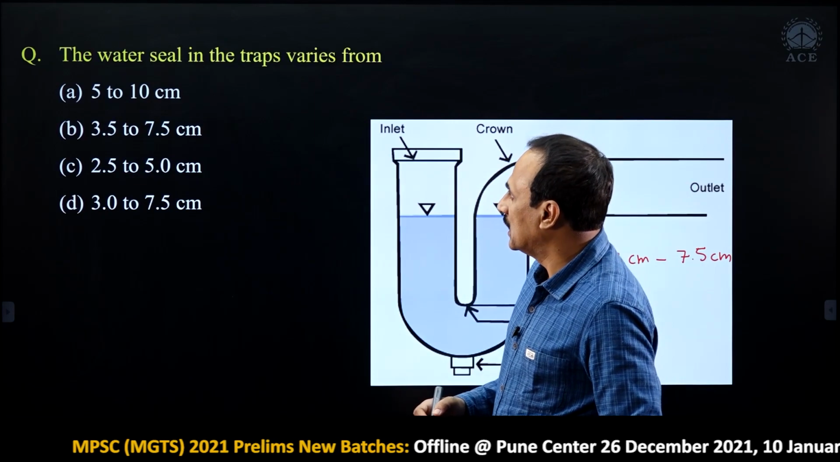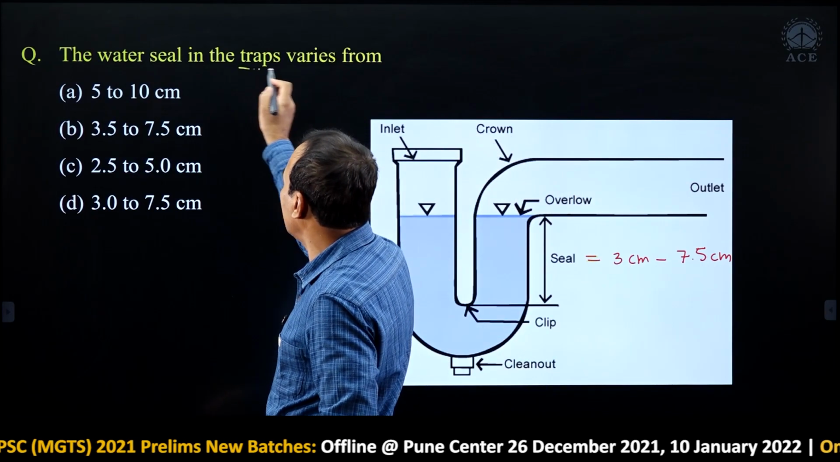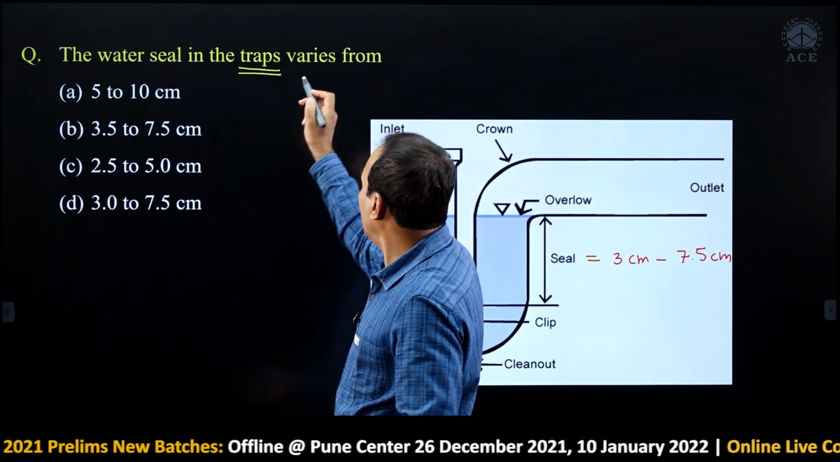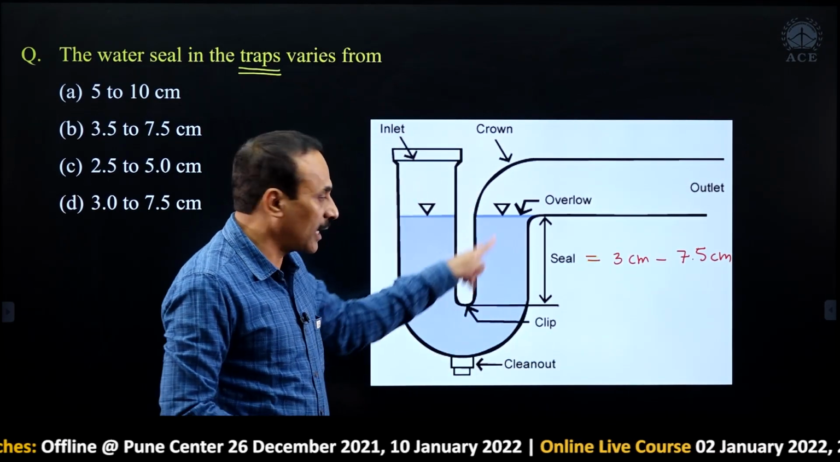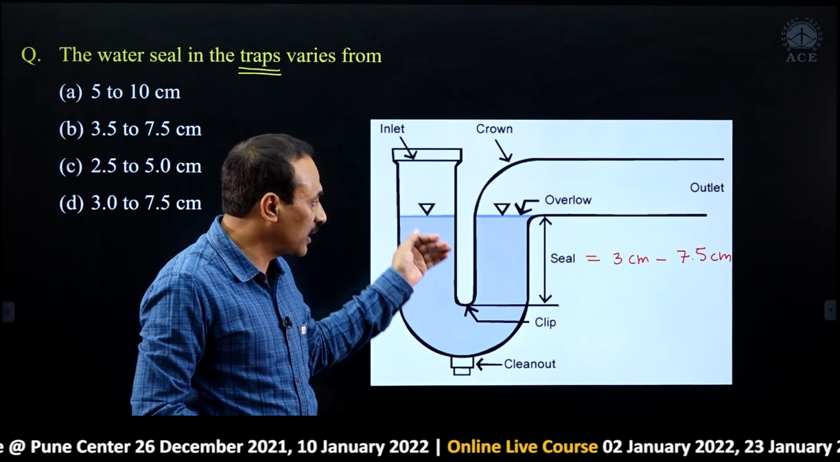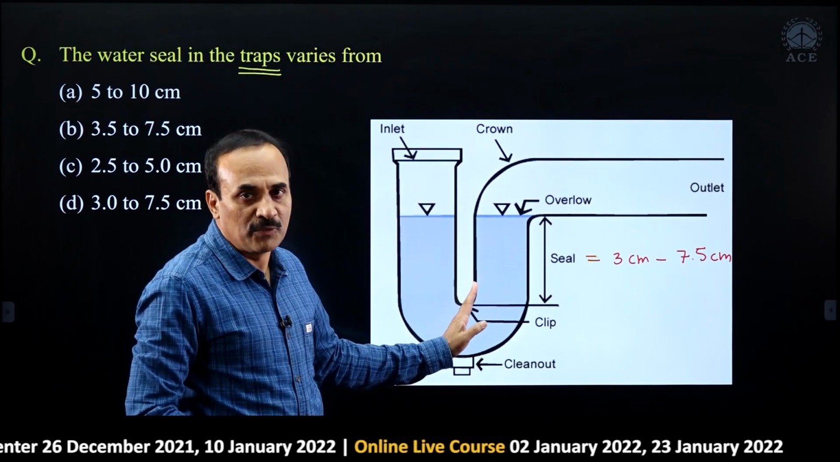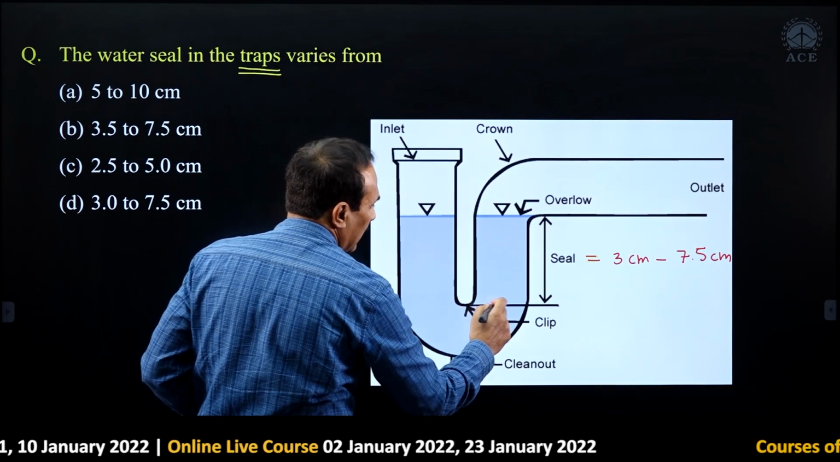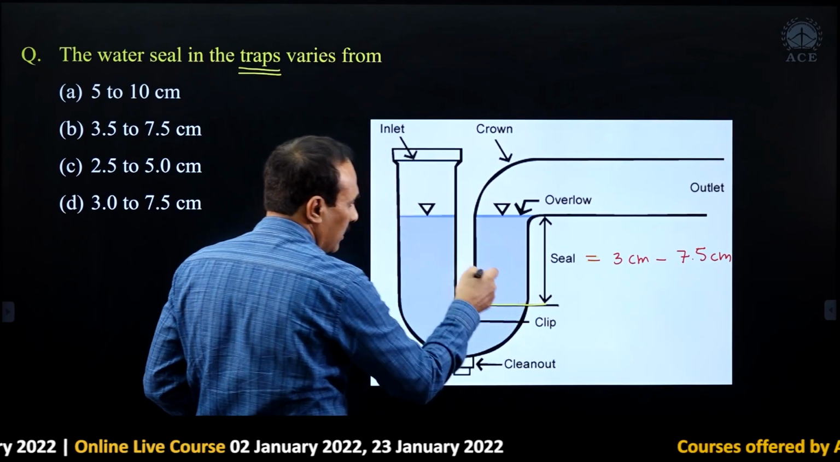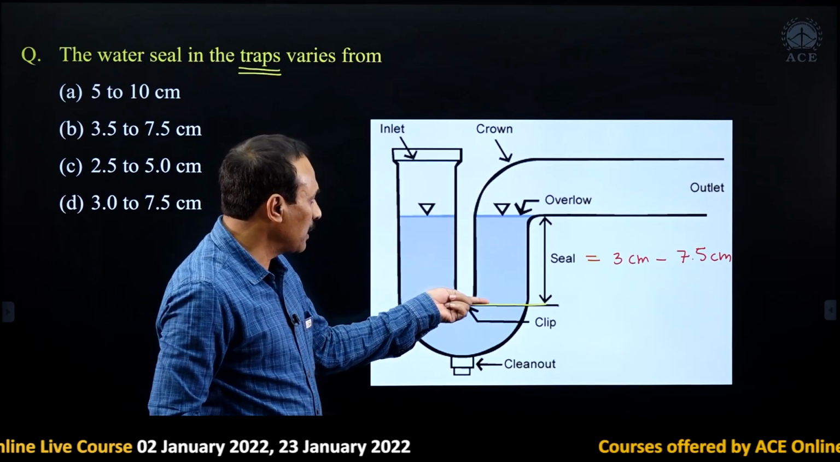Look at the question. The water seal in traps, any kind of water traps, varies from. If you look at this water trap, it can be used for a water closet or any other water trap which is used in plumbing works. This is a water seal. The height of the water seal is, from this U trap, from the bottom of this to the top of the water level.